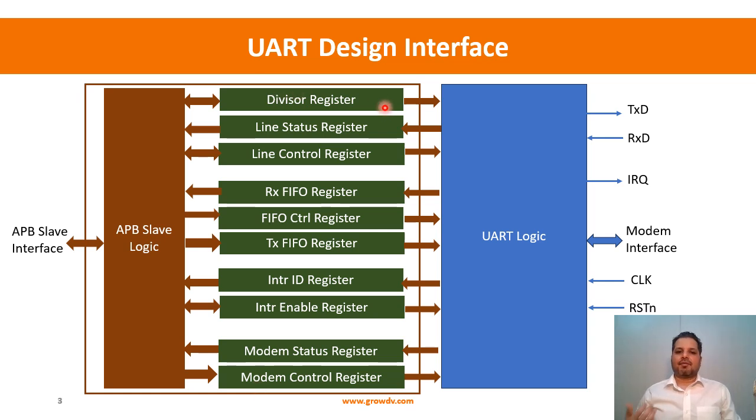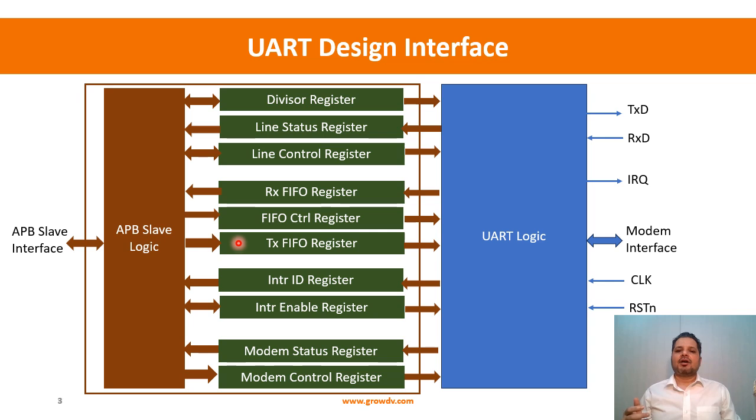For example, your divisor register is for baud rate programming. Your line status register tells what is the state of the line. With the line control register, you can configure the UART to, let's say, how many bits per data word it needs to use, parity enable, disable, and so on and so forth. Then you have a bunch of FIFO control. When you want to transmit a word, there is a transmit FIFO, so you can write to the transmit FIFO, and then the actual transmit logic reads it out of that particular FIFO and sends it out.